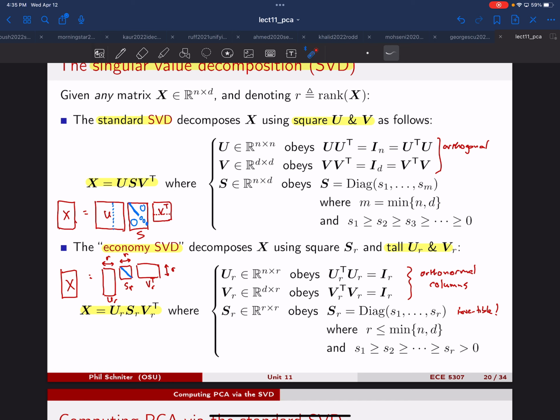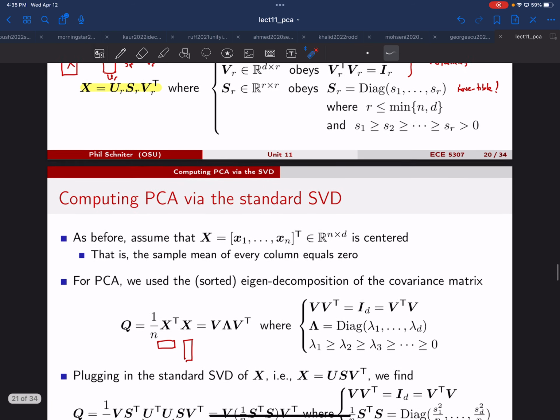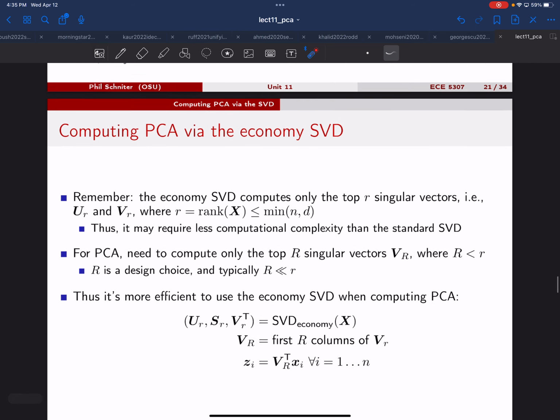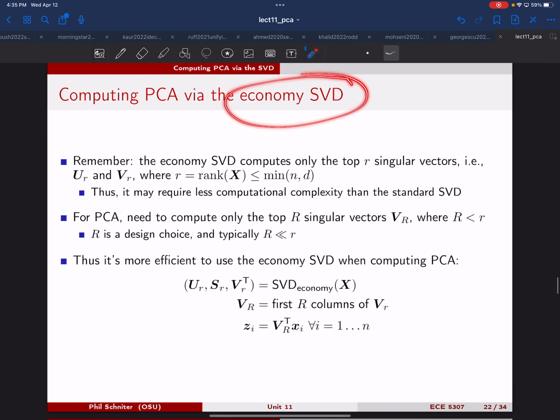Smaller, right. So the economy SVD is definitely computing even more than we need. It's computing less than the full SVD, which is great, but it's computing more than we need. But it's sufficient for us to use the economy SVD instead of the standard SVD. So that's what we're going to do. We're going to compute PCA with the economy SVD. It computes only the top R singular vectors.